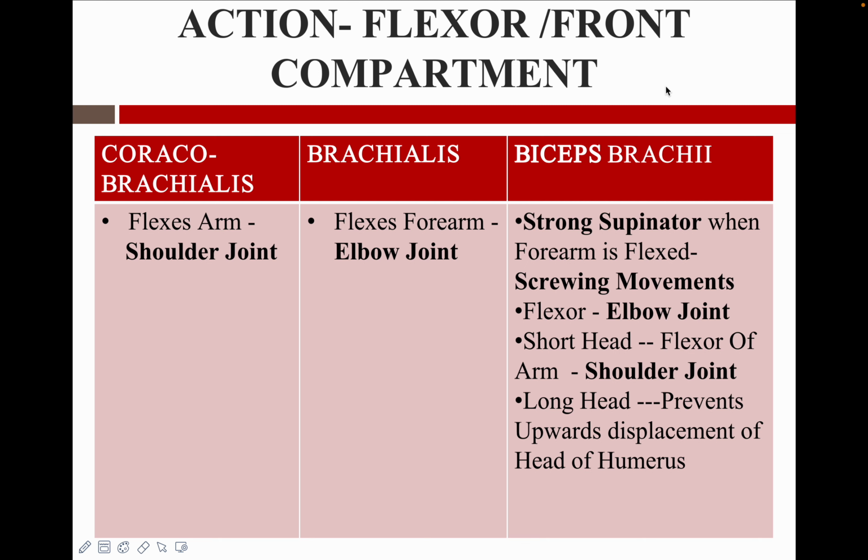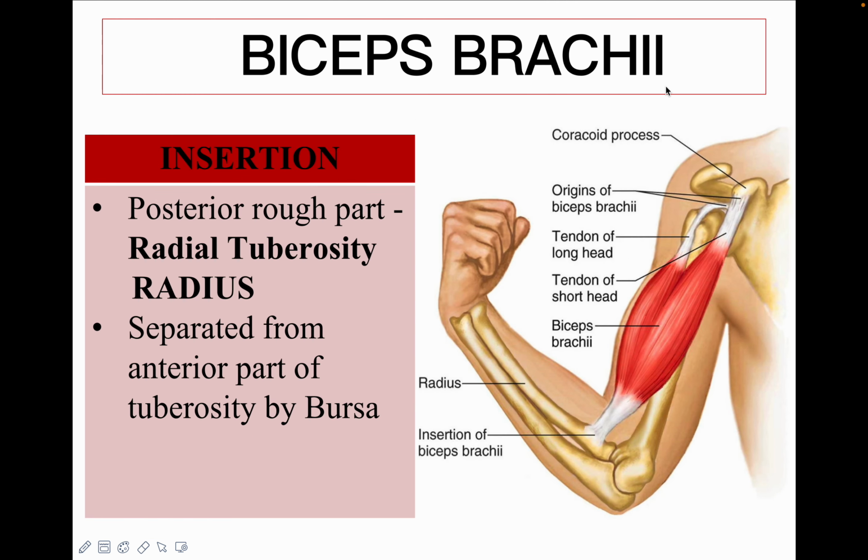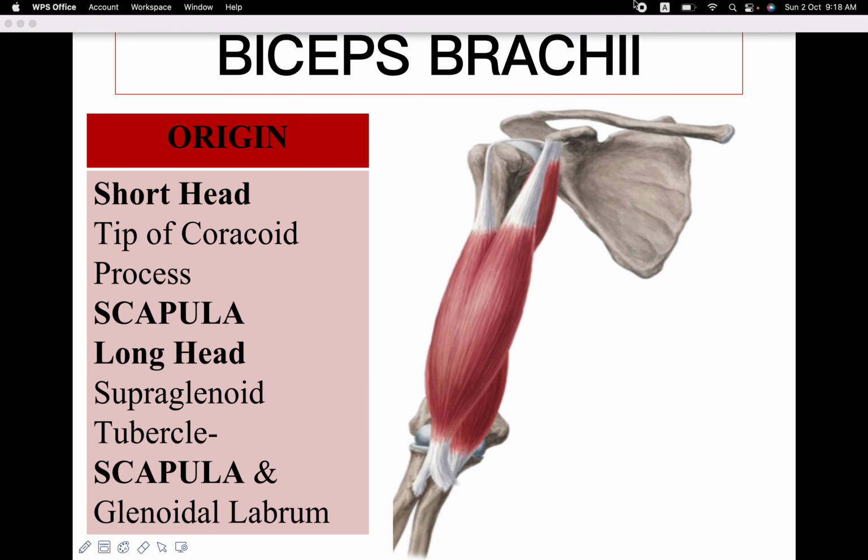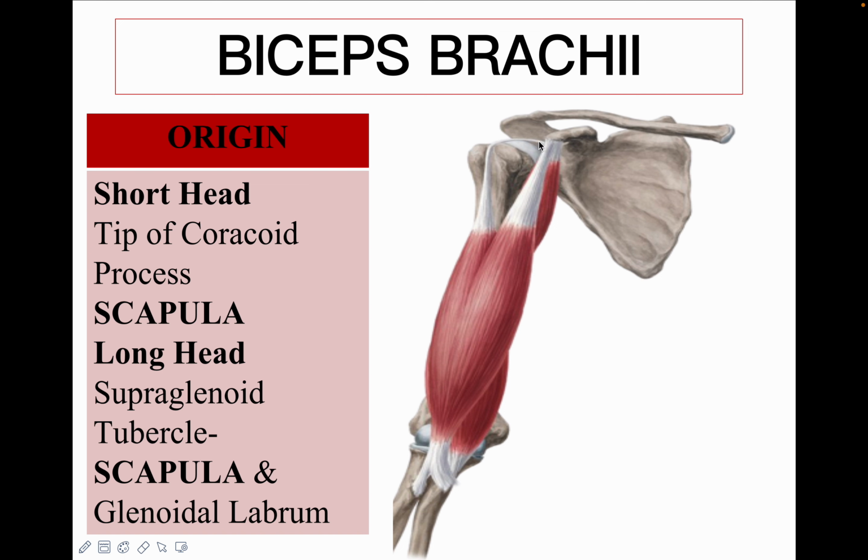The short head flexes the arm, so it is an arm flexor and it is a forearm flexor as well. And the long head prevents the upward displacement of the head of the humerus. If you take a closer look at this figure here, you will see that the long head of the biceps turns over the head of the humerus and comes down, so it will prevent the upward displacement of this head.